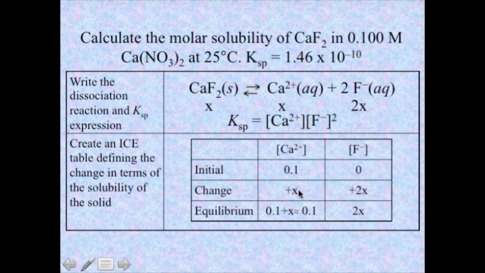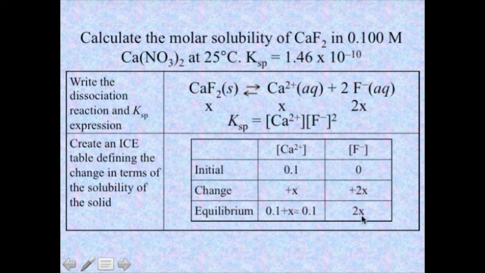So the change is X and 2X, and then at equilibrium we've got 0.1 plus X, which is just about going to be equal to 0.1 moles per liter of the calcium ion. That's because X is a very small number. How do we know that? Because Ksp is a very small number. And when Ksp is a very small number, the molar solubility of calcium fluoride will also be a very small number. And X, a very small number compared to 0.1, so that 0.1 plus X is just about equal to 0.1.